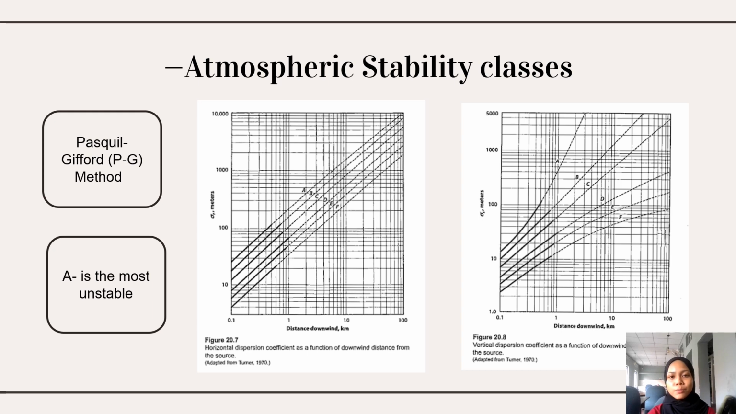Next, we will go to the atmospheric stability classes, and this is from the Pasquill-Gifford method, and we can see the horizontal dispersion coefficient and vertical dispersion coefficient as a function of downwind distance from the source, where A is the most unstable for both coefficients.